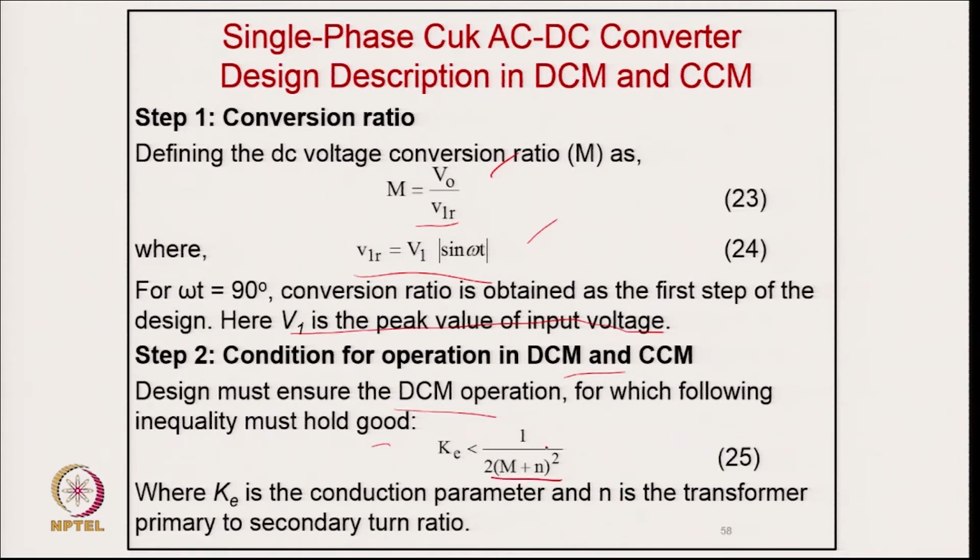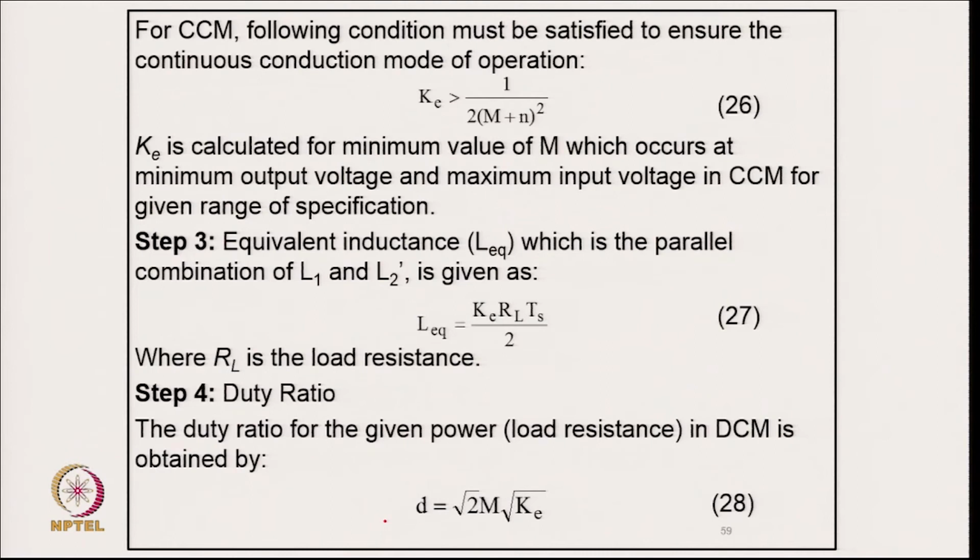So, Ke should be 2 m plus n square, and Ke is the conduction parameter, n is the transformer primary to secondary turns ratio. So, from this for CCM you can get this condition: Ke should be more than this value, and Ke is calculated for the minimum value of m, which occurs at minimum output voltage and maximum input voltage in the CCM range.